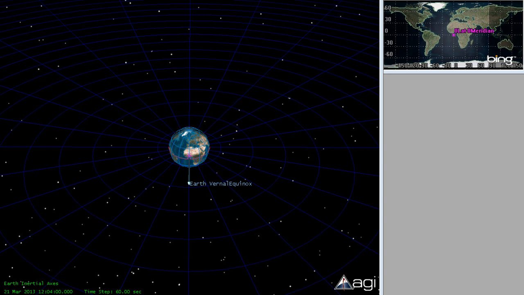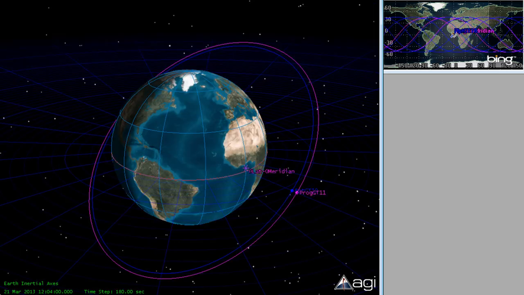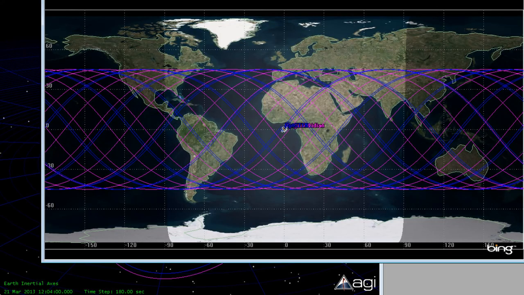Now up in the top right-hand corner is a 2D map with a ground trace. This shows the path and position of the satellite as it would appear to the ground, as if a line was drawn straight down from the satellite to the center of the Earth. Where would that line fall on the surface? It's really useful to see what areas an orbit will cover, and it becomes really important to see how it affects a spacecraft's ability to do certain missions.